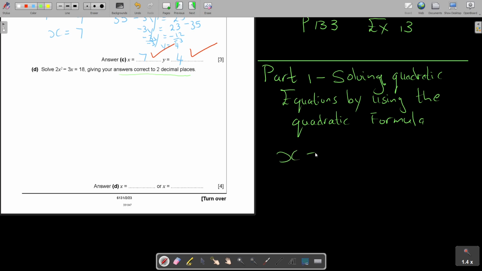It's that one. I'm going to write it here. Negative b plus minus the square root of b squared minus 4ac, over 2a. Memorize it for the examination, please. Okay, it's a very important formula in mathematics.